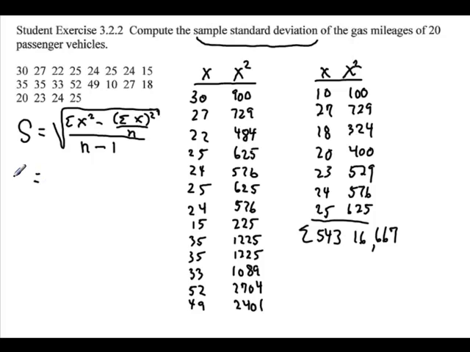So let's carefully plug these into our sample standard deviation formula and see that the calculation is actually quite similar. So sum x squared from the second column, 16,667, minus the sum from the first column, 543, and that's squared, and we divide by the number of data. The number of data here were 20 gas mileages, and the whole thing is divided by, and here's where again it's different, not 20 but 20 minus 1, 19.